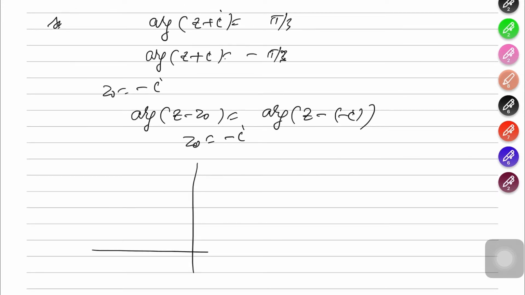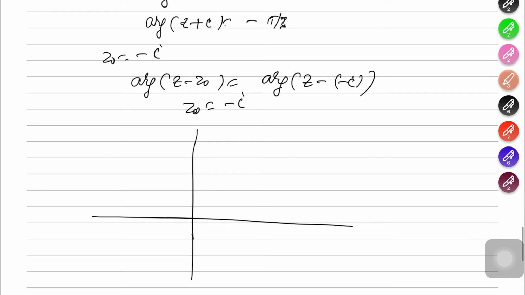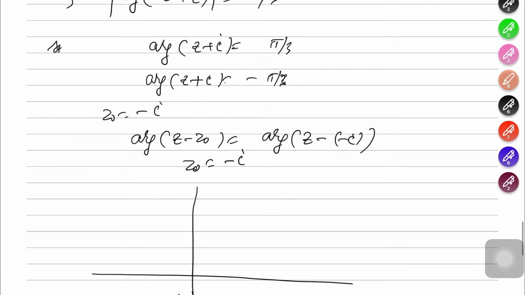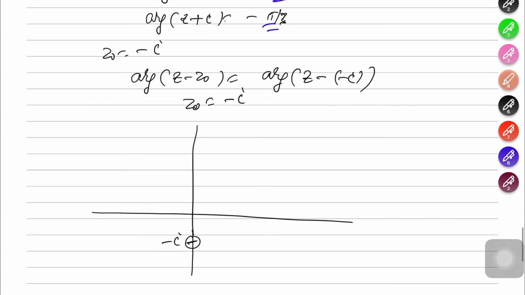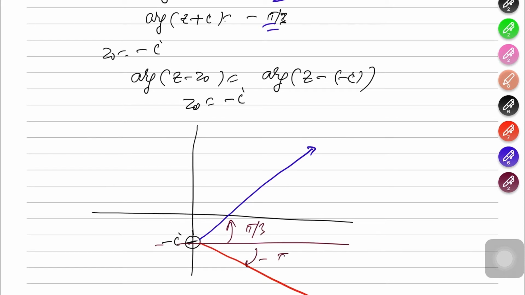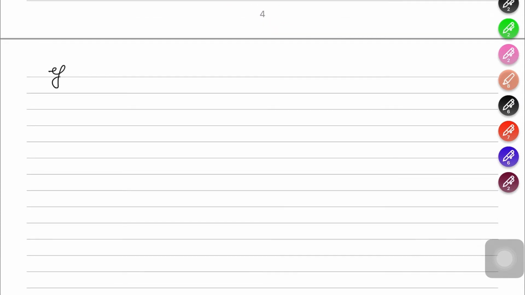So how do we represent this on the Argand diagram? So minus i will be somewhere here, minus i. This is the ray. One is angle pi by 3, other is minus pi by 3. So pi by 3 means it will go like this, and the other is minus pi by 3 like this. So their angle with respect to the positive direction of the x-axis is, this is pi by 3 and this is minus pi by 3. So they represent these two rays emanating from minus i, one at angle pi by 3 with respect to the positive direction of the x-axis, and the other at minus pi by 3 with respect to the positive direction of the x-axis.